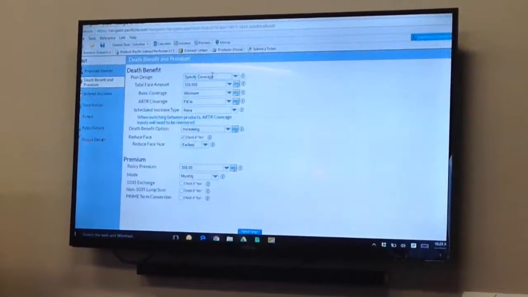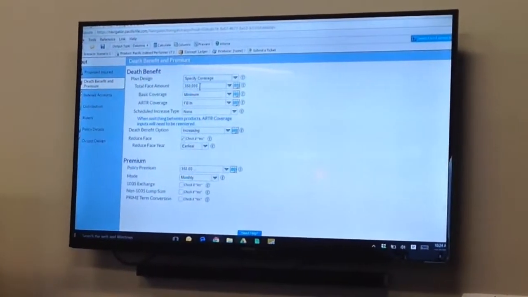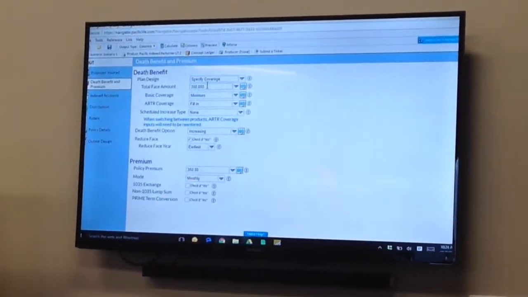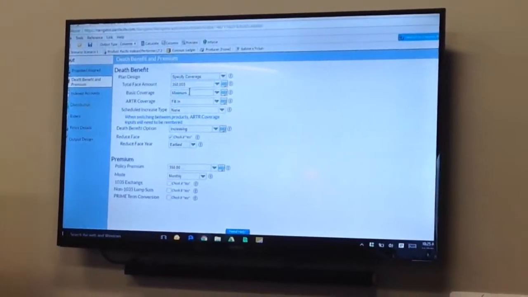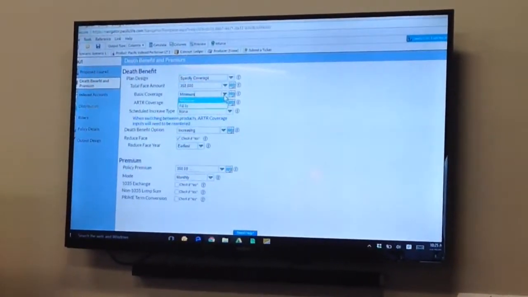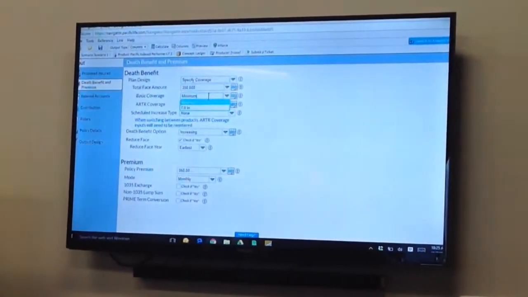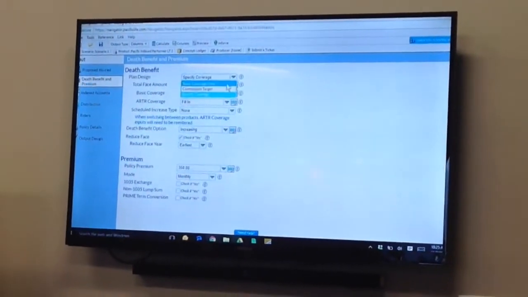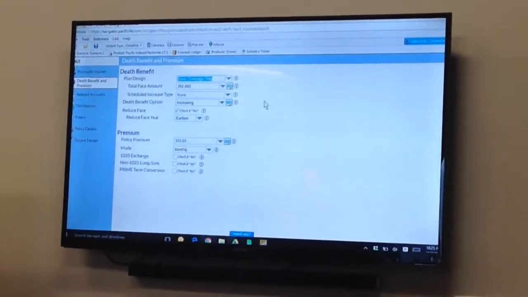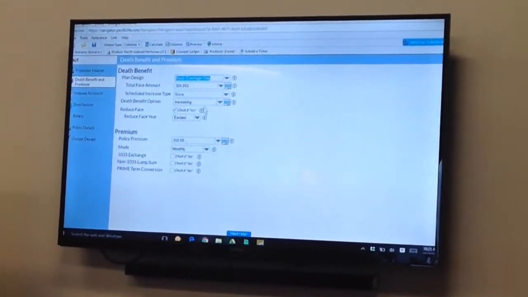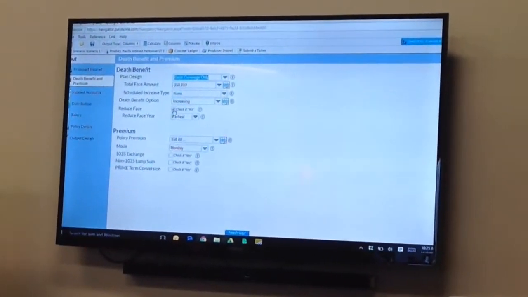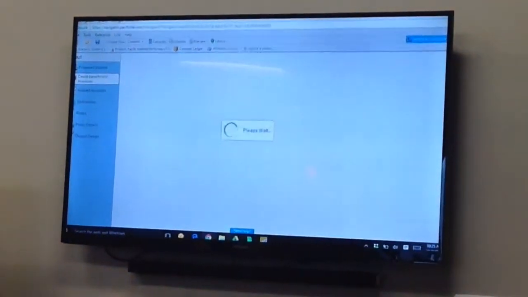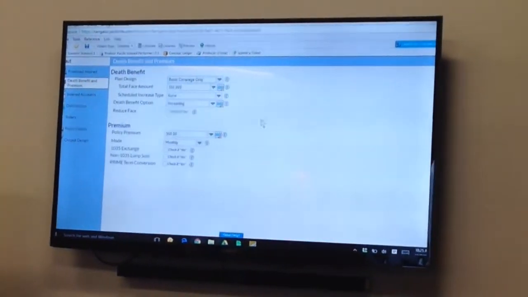Okay, we're going to specify coverage here. We've got $350,000 in face amount. I think we already tried it this way last time, but just to pick back up, let's go all base coverage. What's all base coverage? The expensive or the cheap stuff? Expensive. Go increasing. Let's not even reduce the face, and it's not going to let me run it.